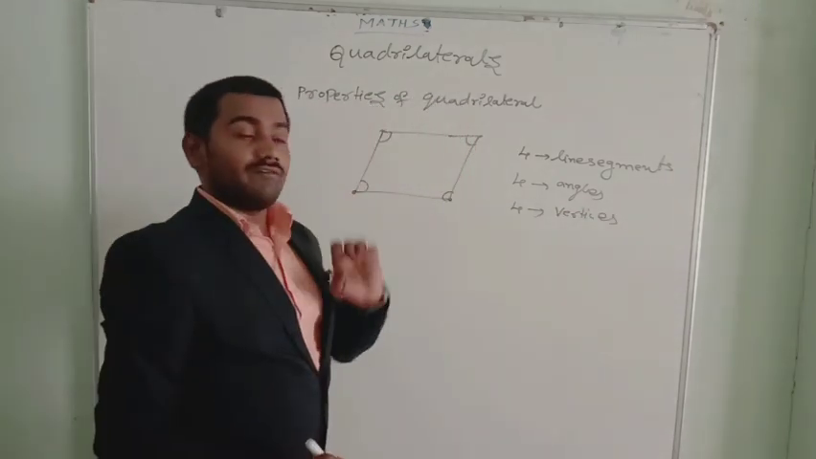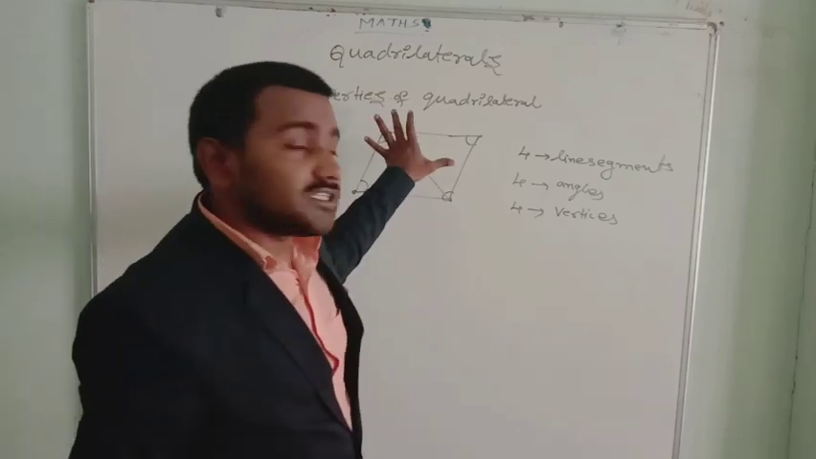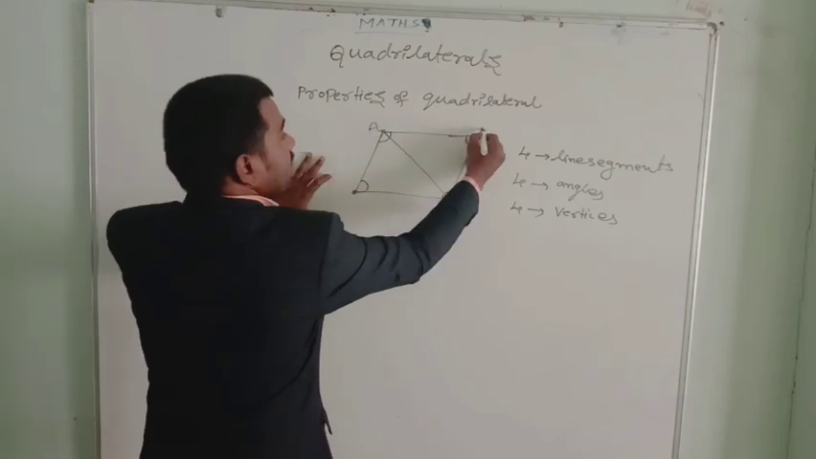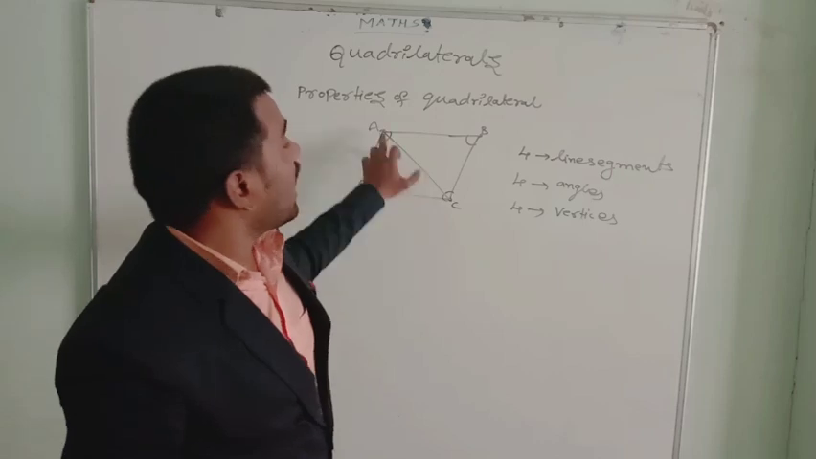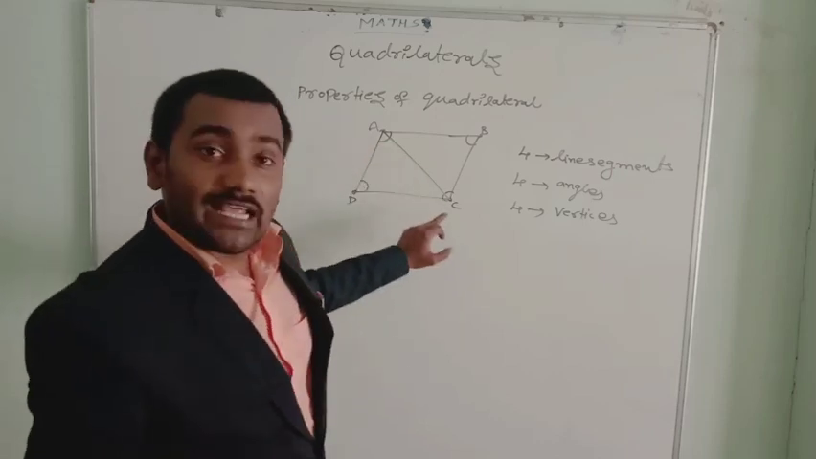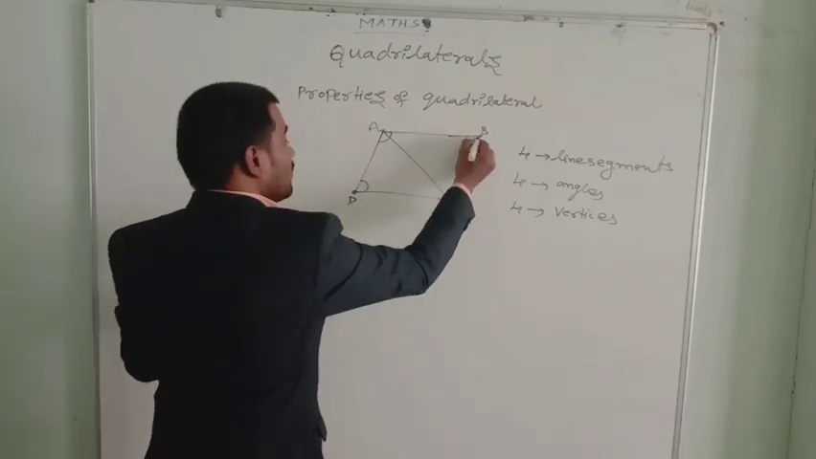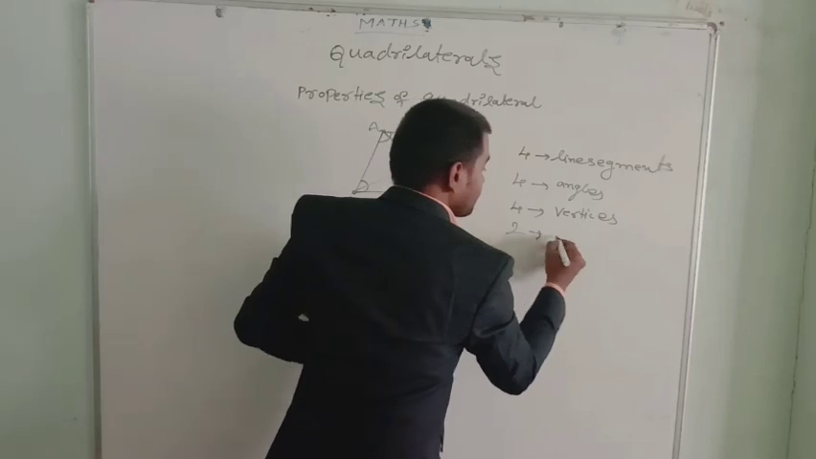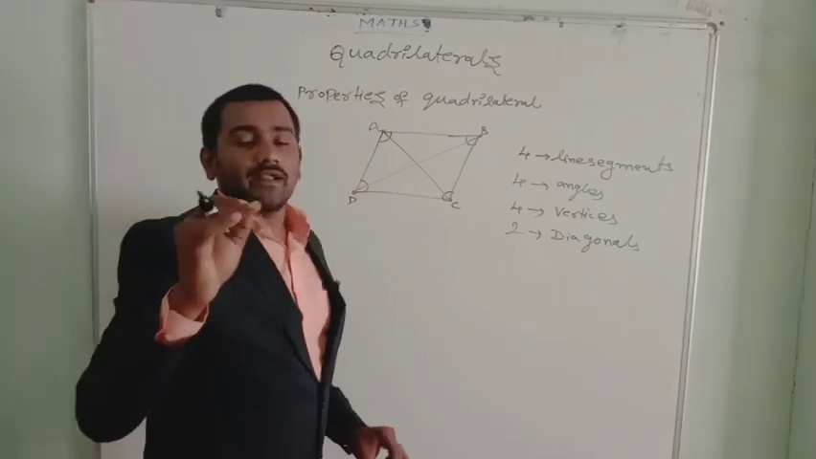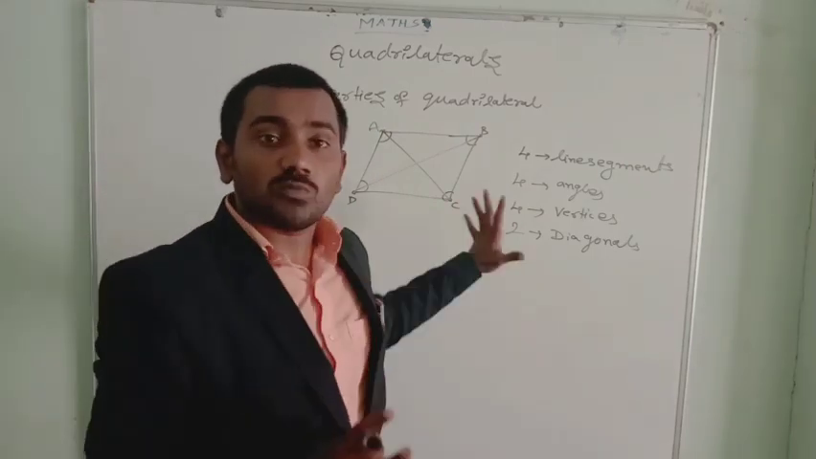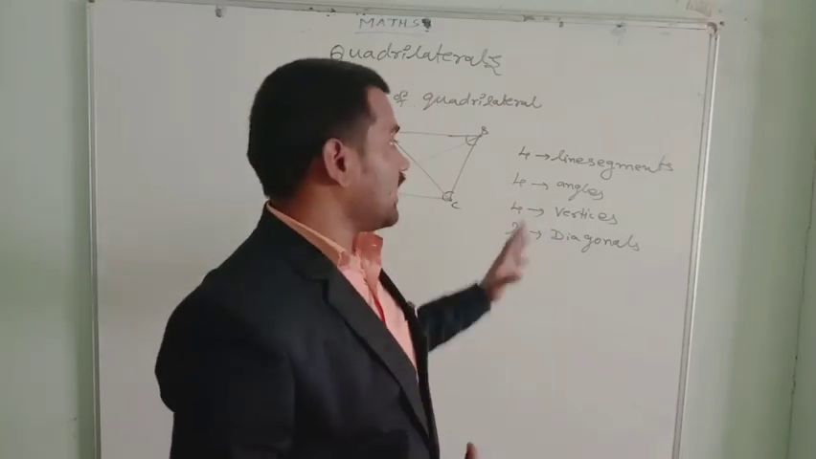It has 4 vertices. And how many diagonals? See, what is the meaning of diagonal? Here, A, B, C, D is a quadrilateral. A and C are opposite vertices. If you join the opposite vertices with a line segment, it's known as a diagonal. How many diagonals? It has 2 diagonals. So a quadrilateral has these properties: 4 sides, 4 angles, 4 vertices and 2 diagonals.